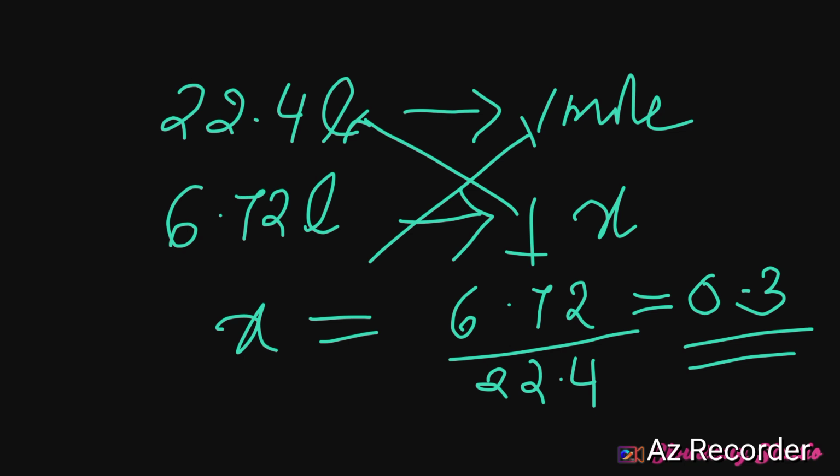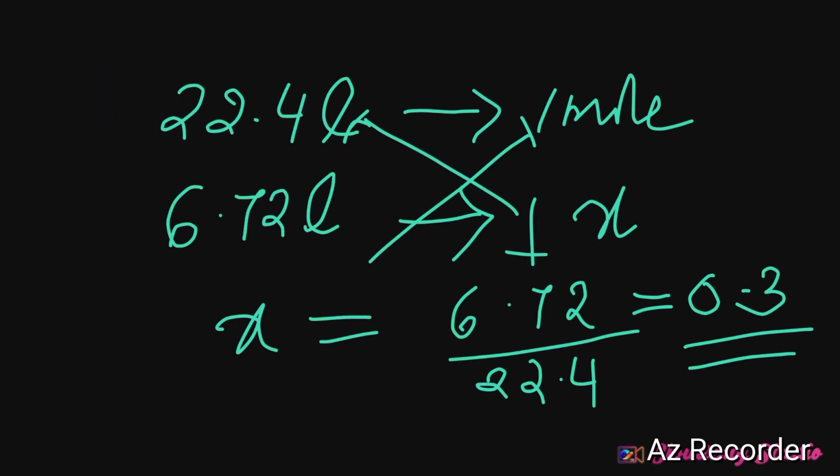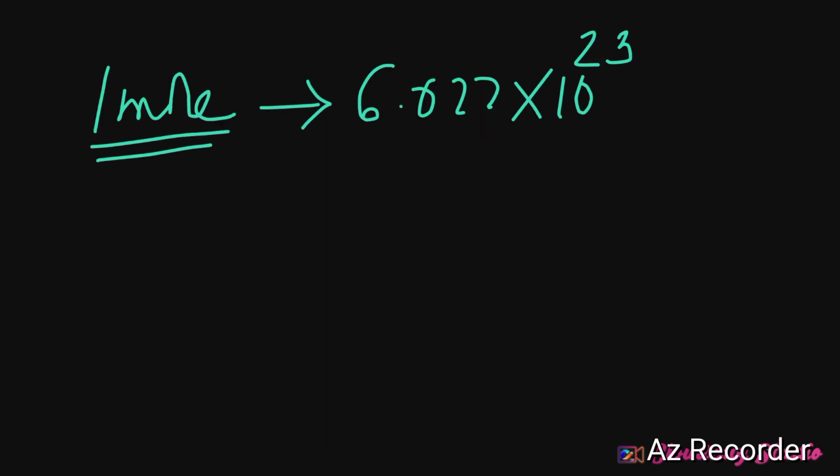Moreover, we also have to calculate the number of particles present in this same volume of oxygen. We know that 1 mole of any substance will contain Avogadro number of particles, which is 6.022 into 10 raised to 23 particles. Here we have seen that the number of moles of oxygen is 0.3, so we need to calculate the number of particles present in 0.3 moles of oxygen. So let it be x.